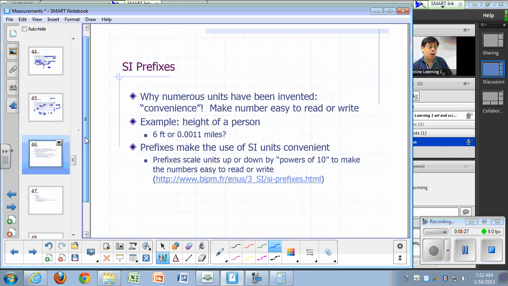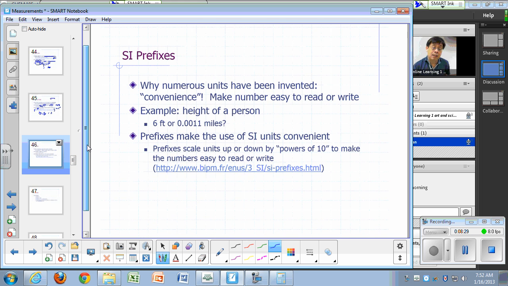Now, you may be wondering, why are there so many units that have been invented for measurements? Well, the reason is really convenience, and it took a while for people to agree on a standard also. Convenience is one important reason, because people would prefer to use units so that the number that you write in front of the unit is easy to read or write.